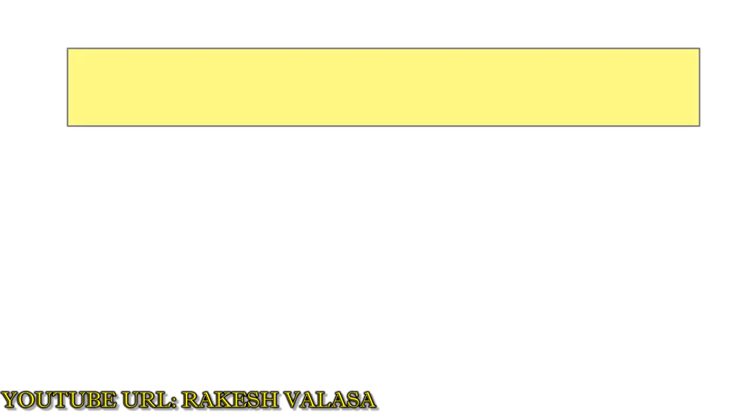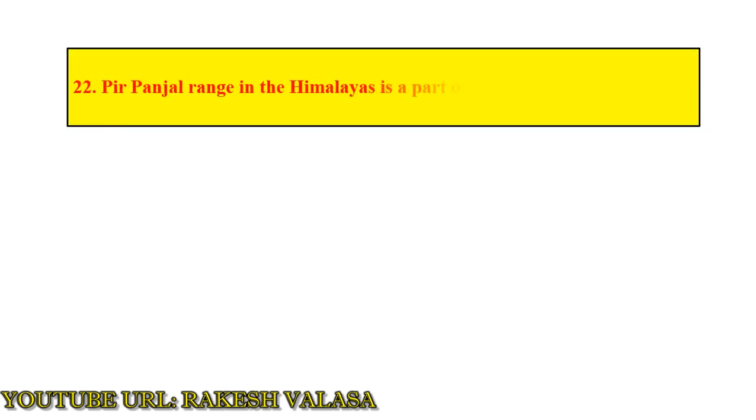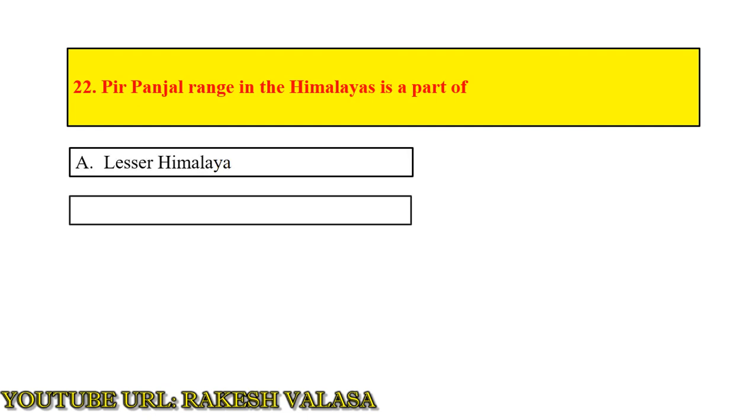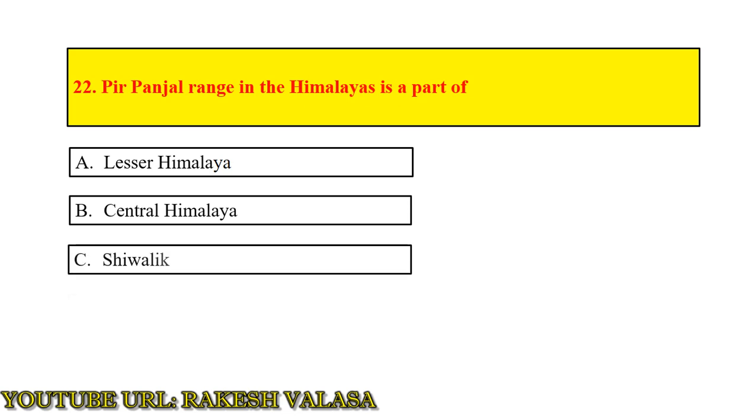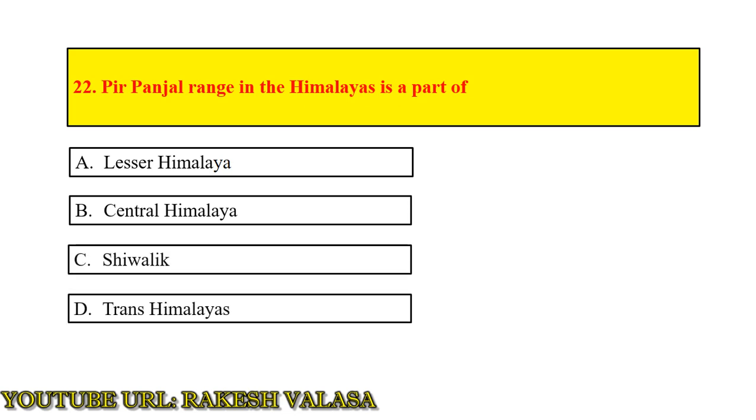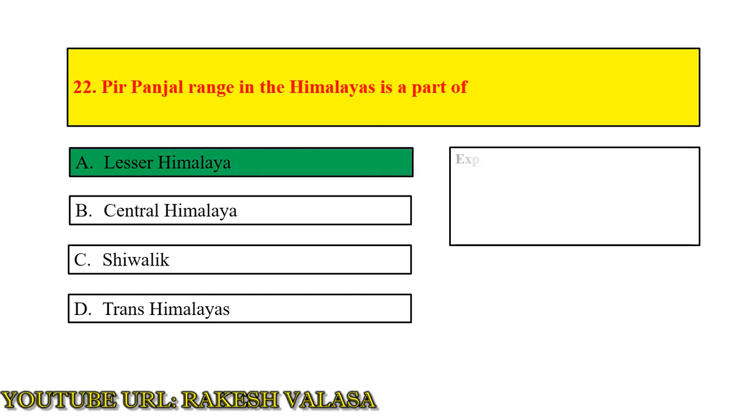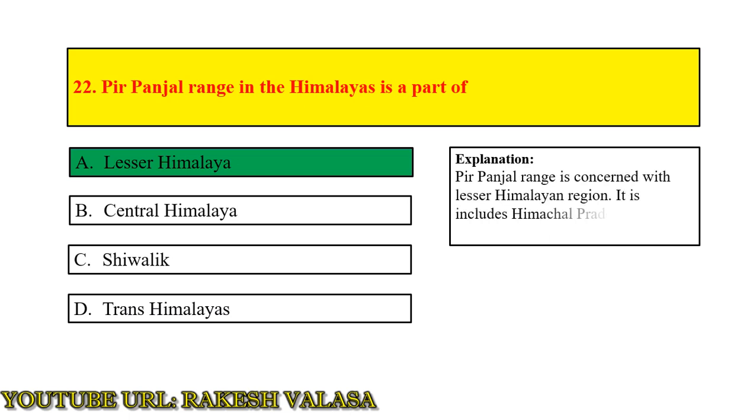Question number 22. Pir Panjal range in the Himalayas is a part of. Answer. Lesser Himalaya. Explanation. Pir Panjal range is concerned with the Lesser Himalayan region. It includes Himachal Pradesh, Jammu and Kashmir.